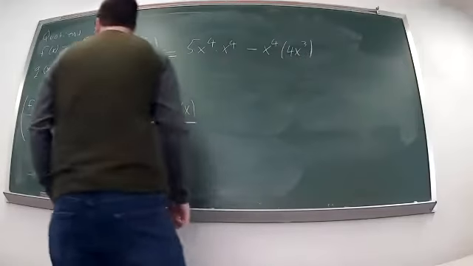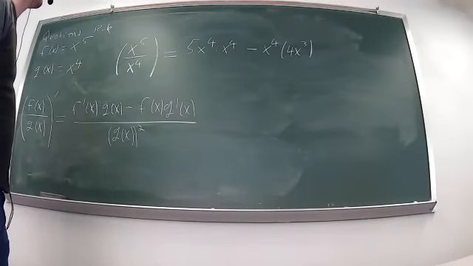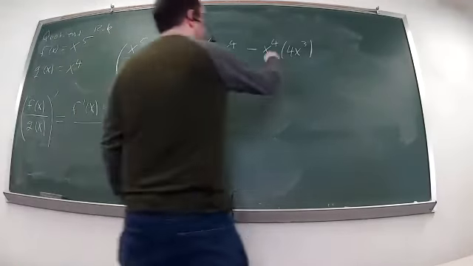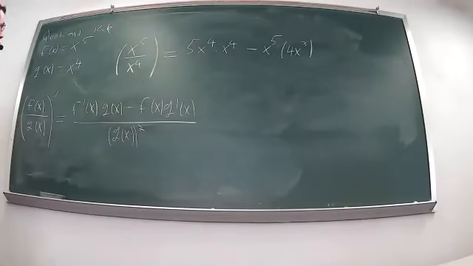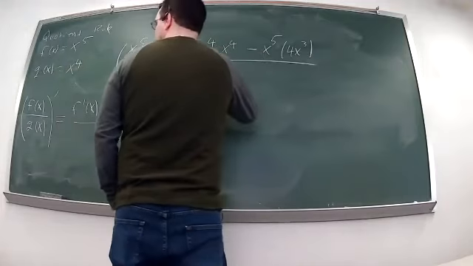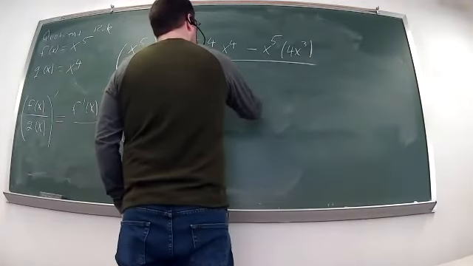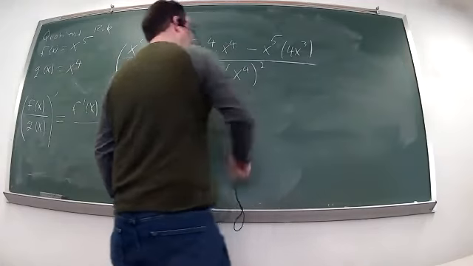Isn't it x to the 5th times 4x to the 3rd? So the f of x times g prime, yeah, thank you. X to the fifth times g prime, which is 4x to the third. Thank you for the correction. And then we divide by g of x squared, which in this case is x to the fourth squared, right?